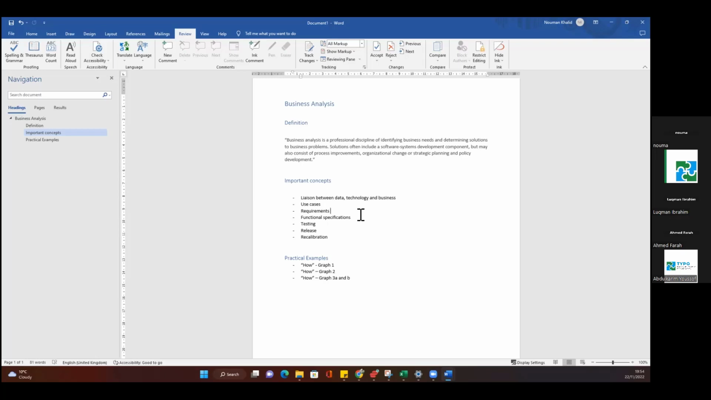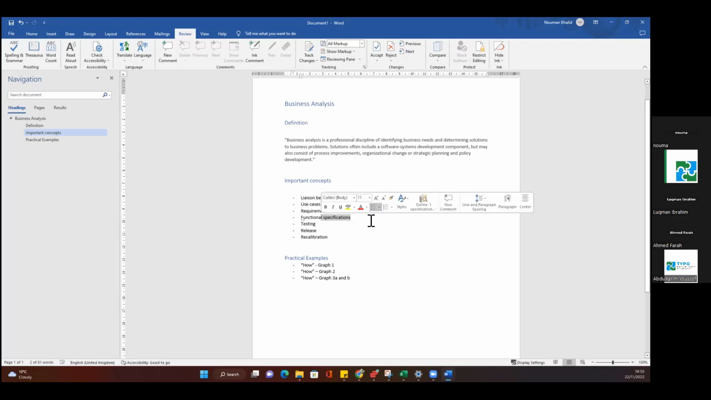So requirements could be, we need to find more efficient ways. We need to find a system that will automate part number X, Y, Z of this production process, whatever. So these are requirements. That's a fundamental part of business analysis. And a business analyst needs to be able to speak to the people within the organization to get the requirements. Right, then we have functional specifications.